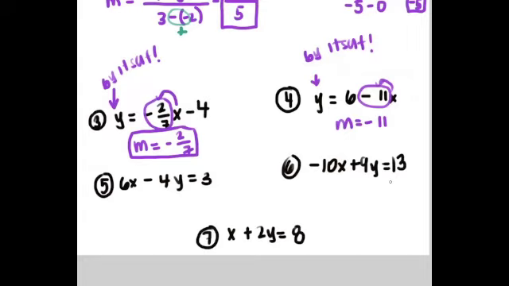5, 6, 7. Here we go. So 5, do we have 2 points? No. Do we have y by itself? No. X and y are on the same side. Oh, so x and y are on the same side. So that means it's probably going to be standard form.